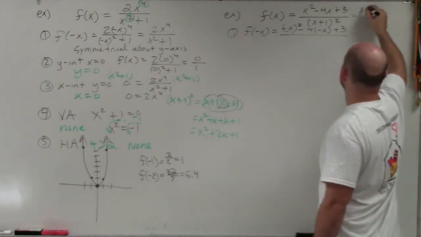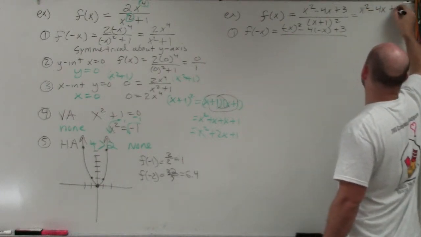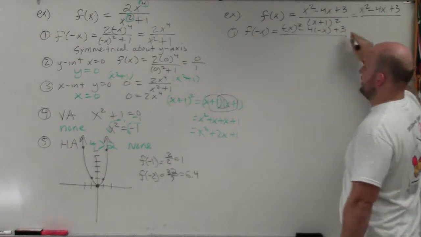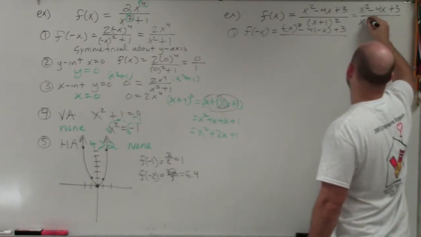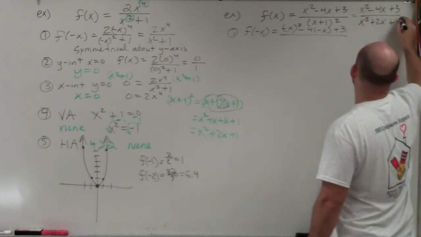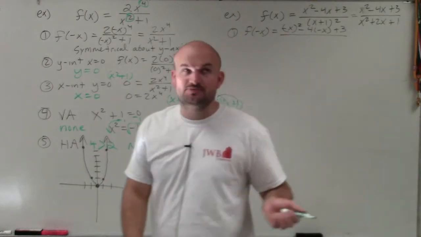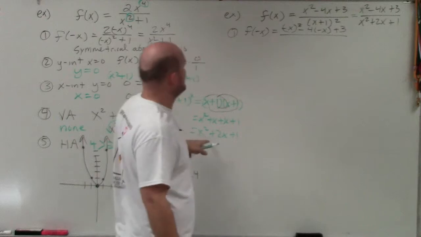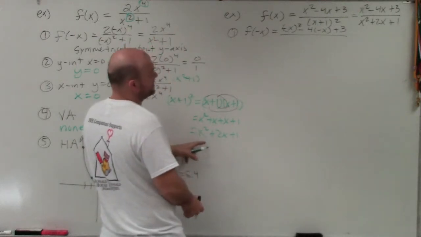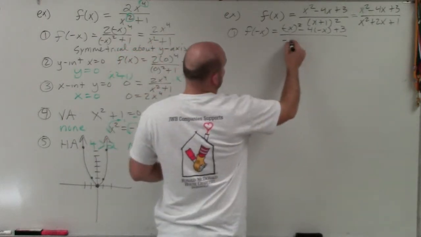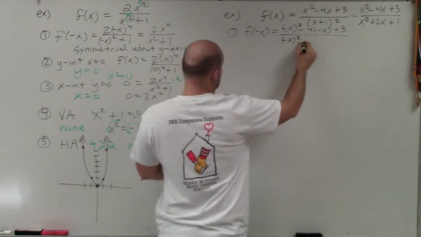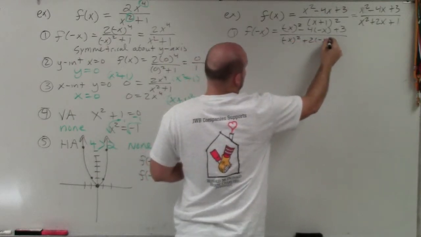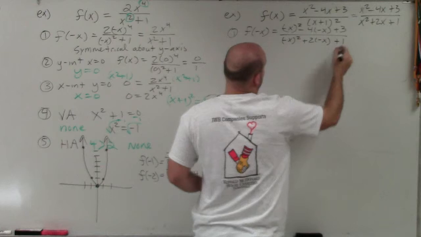So basically, I could also rewrite this as x squared minus 4x plus 3 over the expanded form of the denominator, which is x squared plus 2x plus 1. And this has become important anyways. I'll explain in a second and in our future ones. But to do symmetry, it's pretty much necessary. I think it's easier to do that with negative x. So I'll do negative x squared plus 2 times negative x plus 1.